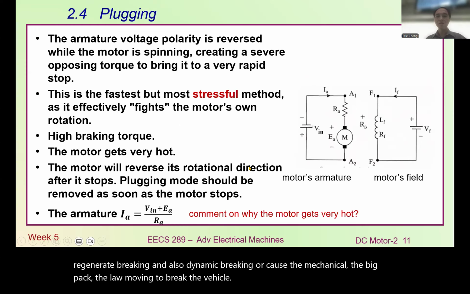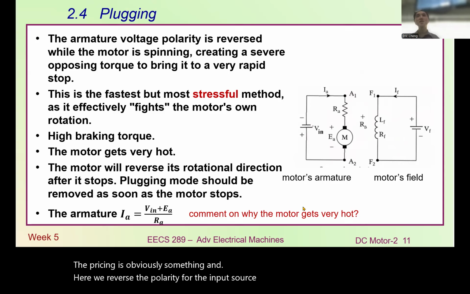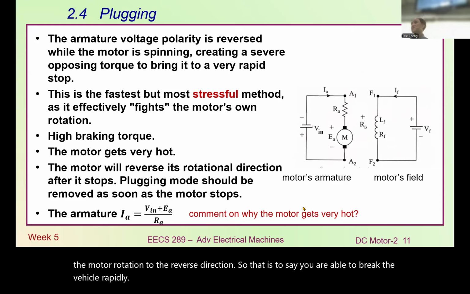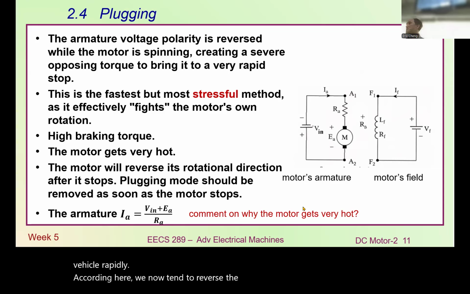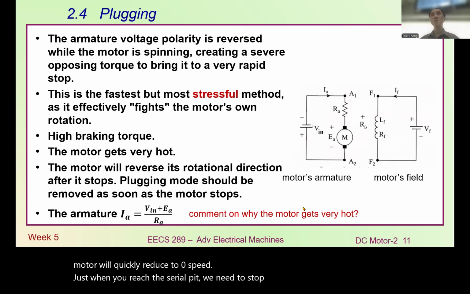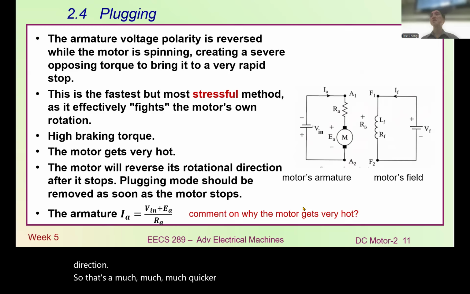The next one is plugging. Plugging is obviously something here. We reverse the polarity of the input source, so that we tend to reverse the motor rotation direction. That is to say, you're able to brake the vehicle rapidly. Of course, here we do not intend to reverse the rotation, we just reverse it so that the motor quickly reduces to zero speed. Just when we reach zero speed, we need to stop to avoid the motor going to reverse direction. So that's a much quicker way to brake the vehicle.